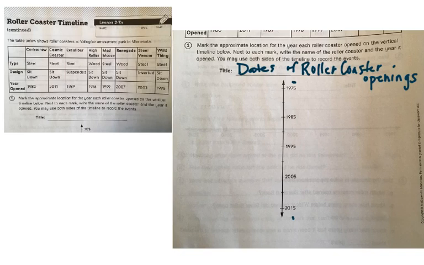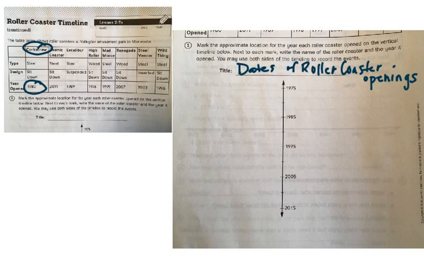So the first one, I'm going to start with Corkscrew over here. It opened in 1980. So if you notice, it marks every 10 years. 1975, 85, 95, 2005, 2015. So in between those dates represent 10 years. We have a mark halfway, so this would be about halfway or 5 more years, 5 more years, 5 more years, 5 more years. So be aware of that.